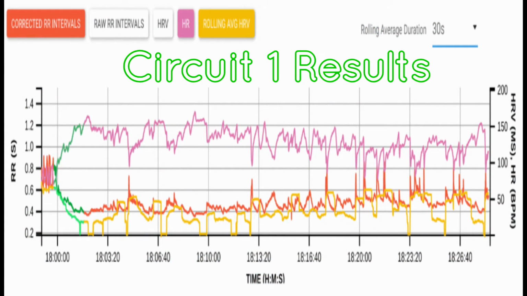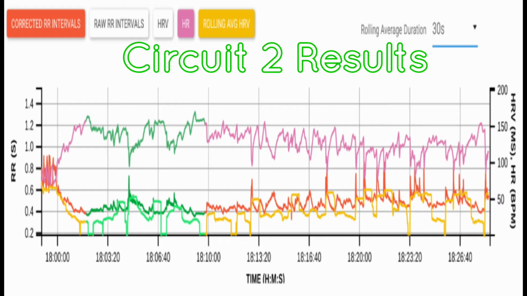Okay, this is the graph that shows the results that I got after the training session. So you'll see a few sections colored, and those represent the circuits inside this heart rate graph that occurred inside the training session.